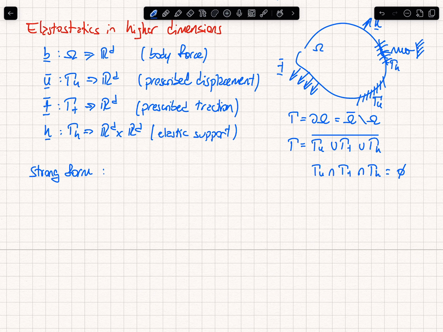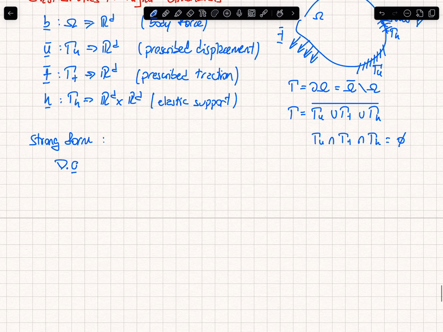Okay, so now that we have all those, we are ready to state the strong form of the boundary value problem. And so the divergence of the stress tensor plus the body force is equal to 0, but it's a 0 vector, so now we are dealing with 2 or 3 equations depending on the dimensionality.